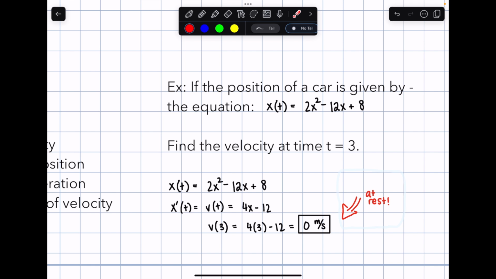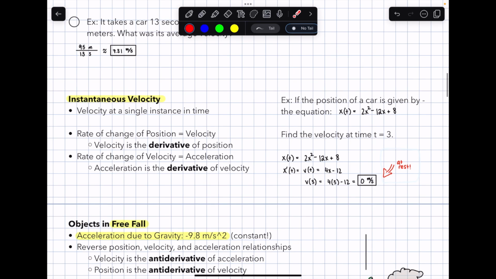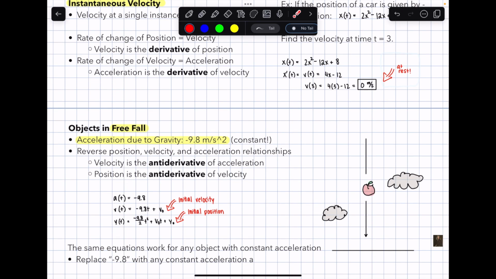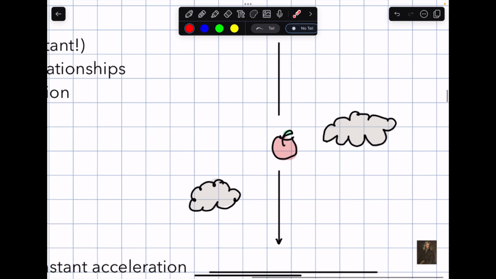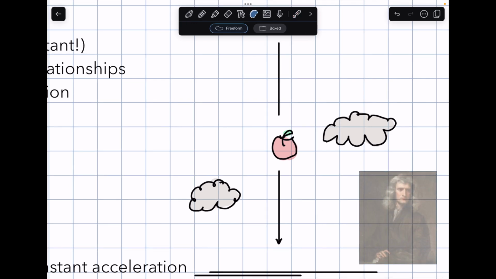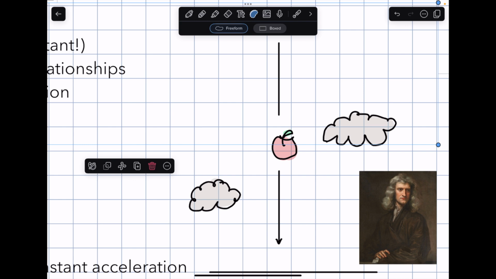Now, this makes a big comeback in our next topic, which is objects in free fall. But first, let's again have a quick aside. I'm sure we all know of this guy named Isaac Newton, who one day sat under a tree and discovered that because an apple had landed on his head, gravity exists.